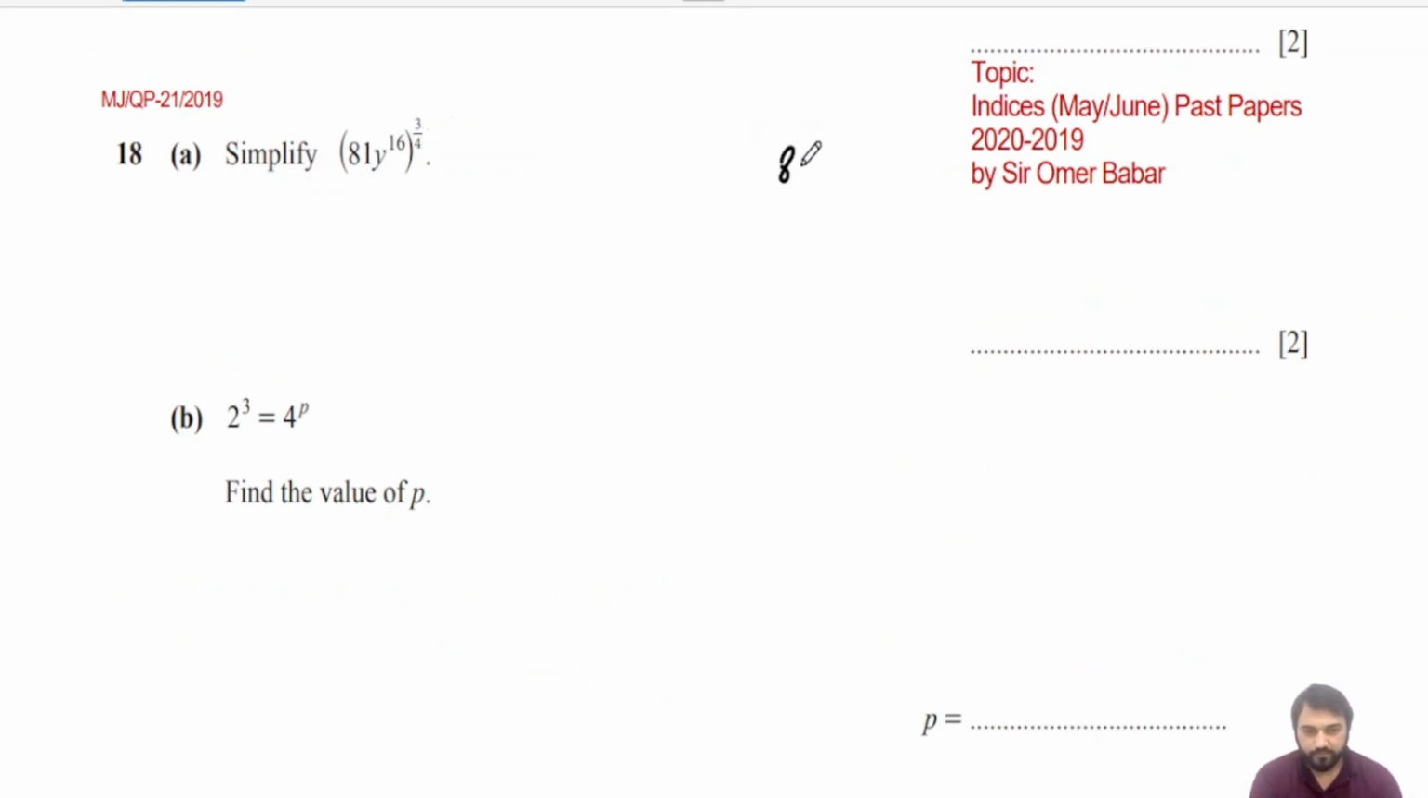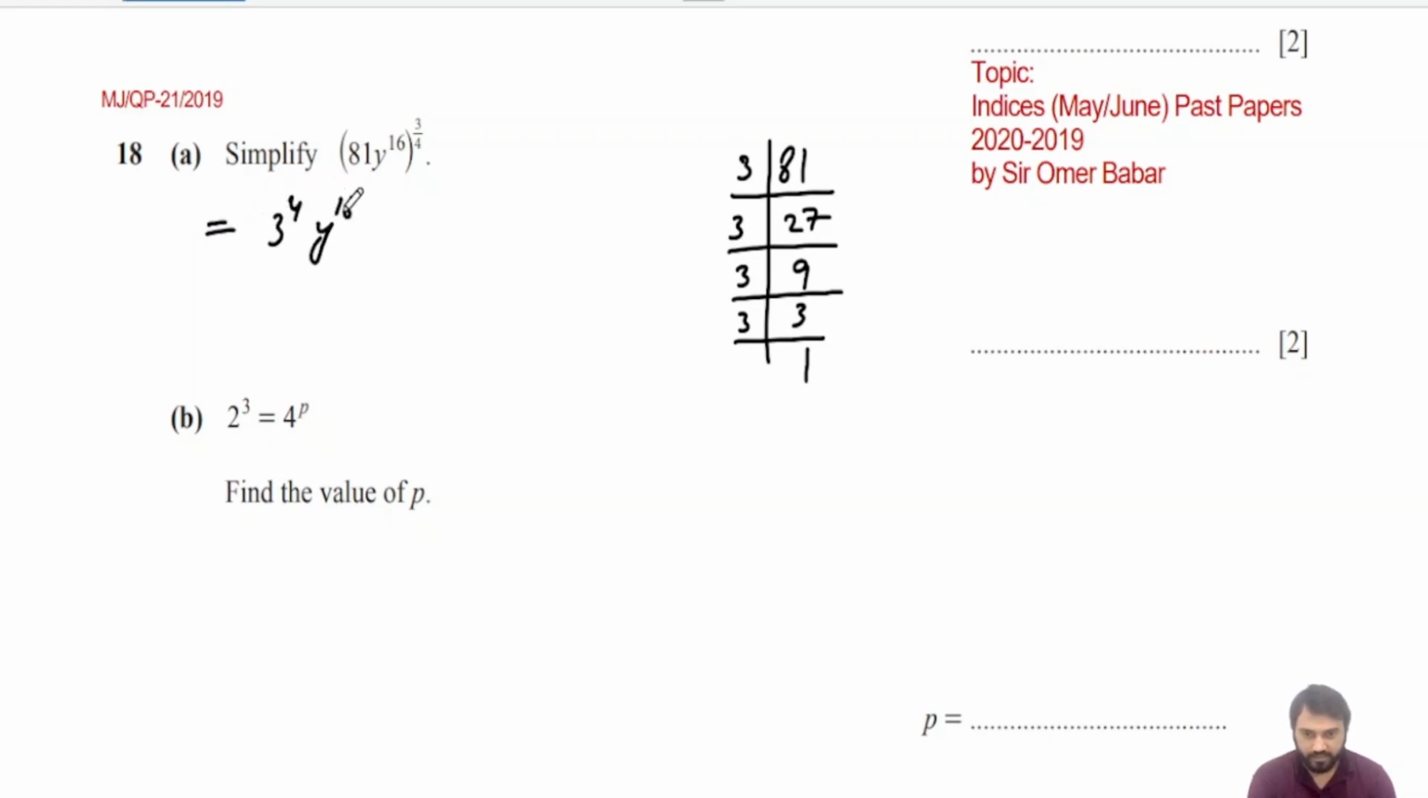Question 18 is simplify 81 y raised to power 16 whole power 3 over 4. Again, you have to take the prime factorization method, so we could simplify it. 81 can be written as 3 2 times is 9, 3 times 9 is 27, 3 times 27 is 81. So how many 3's we have? 4 3's. I can write, instead of 81, 3 raised to power 4, y raised to power 16, and whole power is 3 over 4.